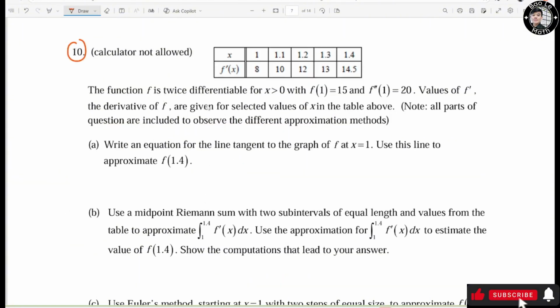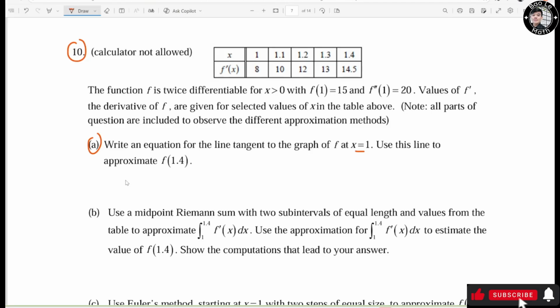Now let's move on to question 10. The function f is twice differentiable for x greater than 0 with f of 1 equals 15, f prime of 1 equals 20. Values of f prime, the derivative of f, are given for selected values of x in the table above. Question A. Write an equation for the line tangent to the graph of f at x equals 1. Use this line to approximate f of 1.4, right?